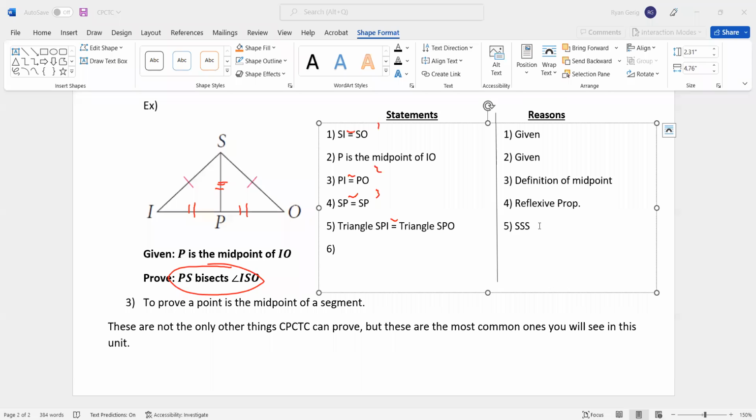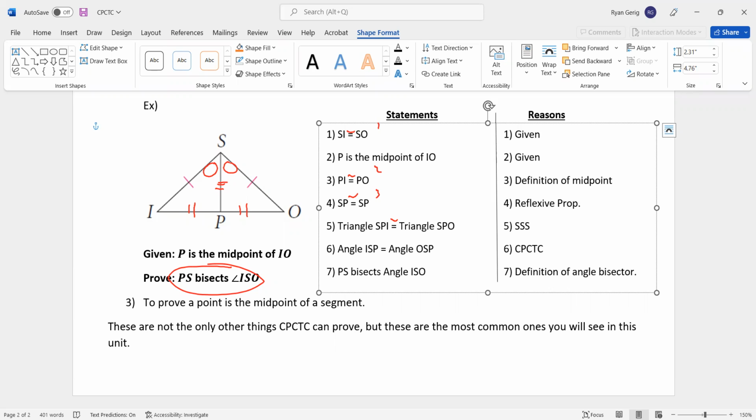So if it bisects that angle, that means that this angle and this angle have to be congruent. These two angles would have to be congruent. Do we have the information to make that happen? Yes, we do. So angle ISP is congruent to angle OSP. Why are those congruent? CPCTC. Then, since those two angles are congruent, I can say PS bisects angle ISO by the definition of angle bisector.